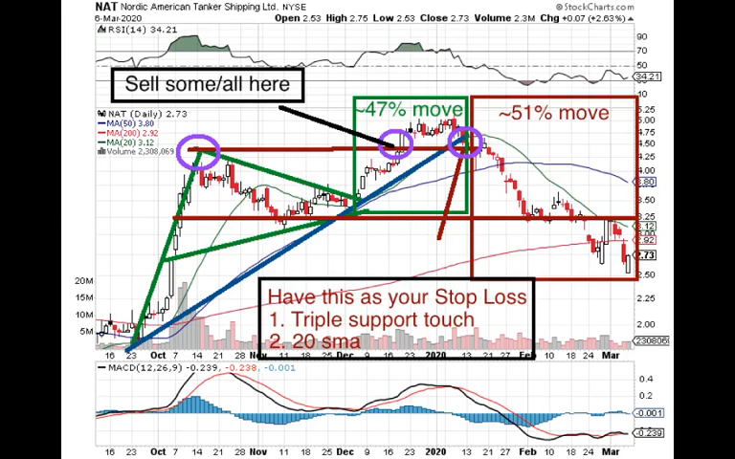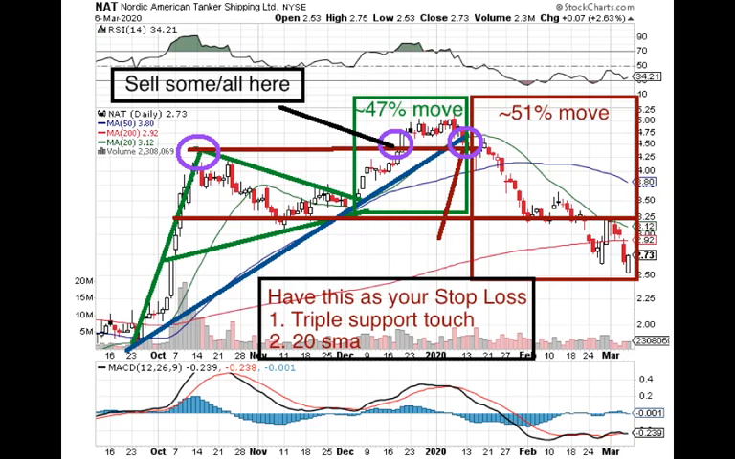Let's go over how you could have made money before the drop. If you bought it at the breakout, then you could have rode up before selling some or all at around the height of the bull flag. If you decide to sell some there, then you would move your stop loss up to that resistance line and continue the ride up. In this case, it would pull back to that level of previous resistance, which is now support, and where the 20 SMA line lies.